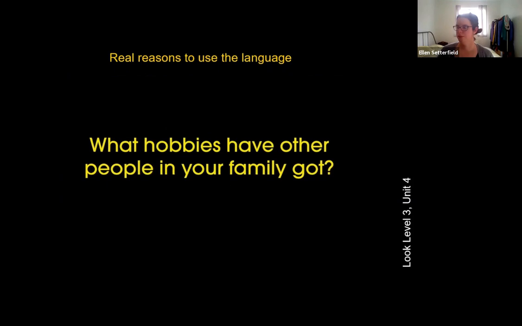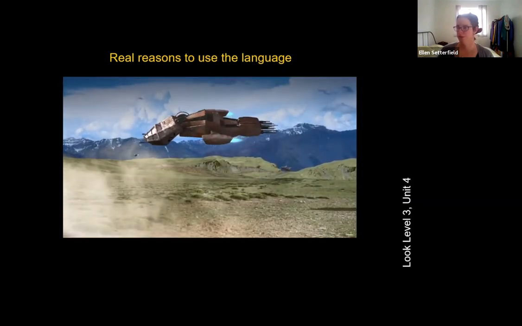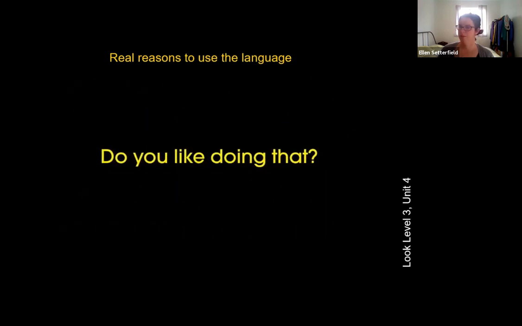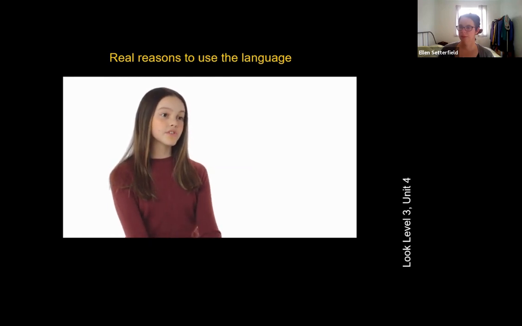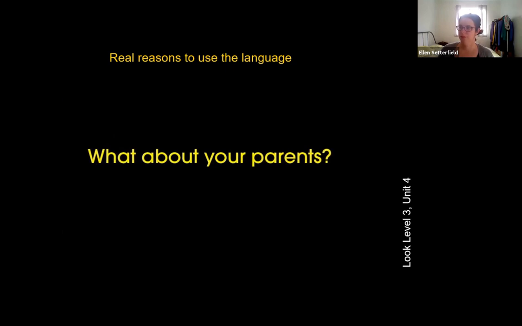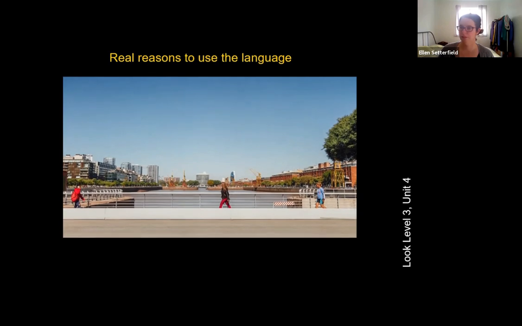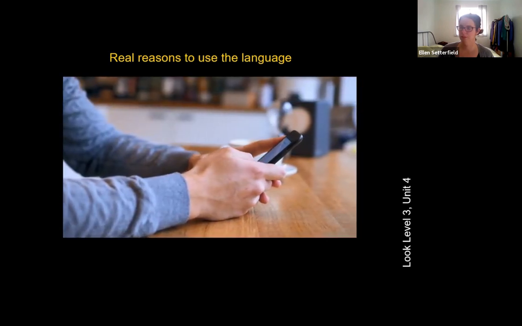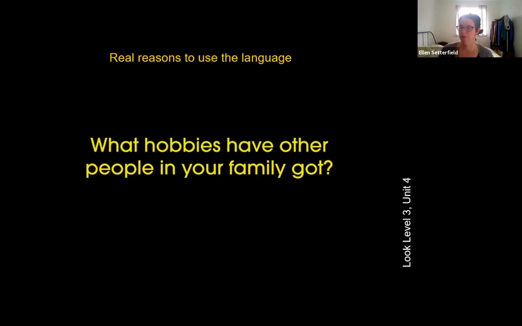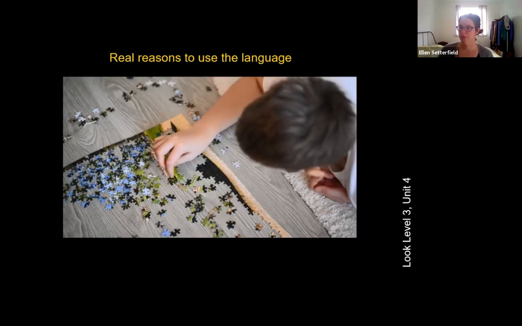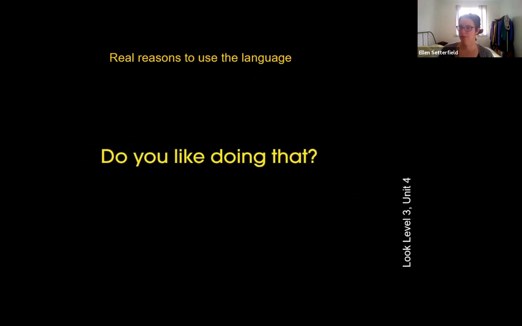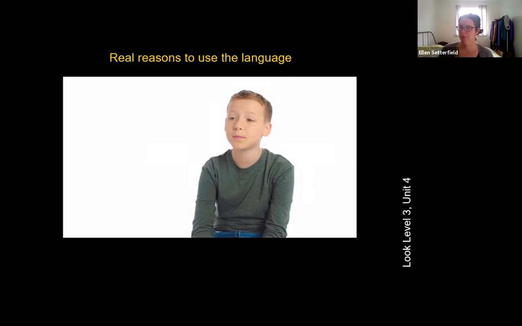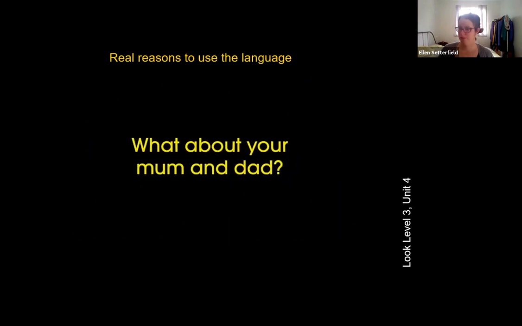Have other people in your family got? Well, my cousin likes playing computer games. She's 13. Do you like doing that? Yes, I mean, I like it, but she plays computer games a lot, and I don't think that's good. I don't play every day. What about your parents? My mom likes walking. She goes for a walk every morning. And my dad... What does my dad like doing? Nothing really. He likes reading the news on his phone. What hobbies have other people in your family got? My cousin likes doing jigsaws, but he doesn't like doing other puzzles. Do you like doing that? Doing puzzles? Yes, it's fun. My mum likes doing them, and I help her. What about your mum and dad? My dad likes cooking, and my mom likes reading.